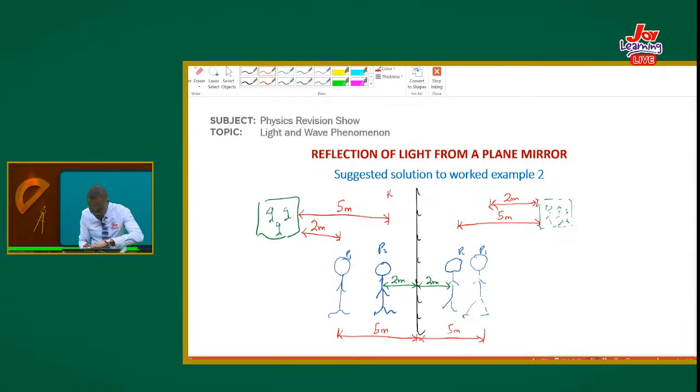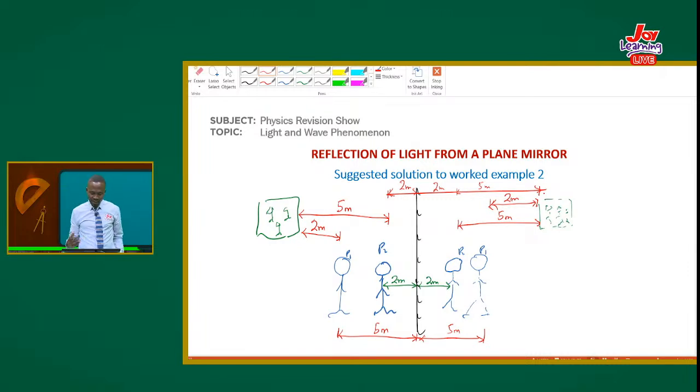So let's pick the distance again. Good. So what will be the distance? Check it for me. Now, from here to there is the 2, right? Then, what again? From here to there is another 2 meters. And then, from here to there is 5 meters. So what is the distance between the student and the image, the picture? Okay, the image of the picture seen.